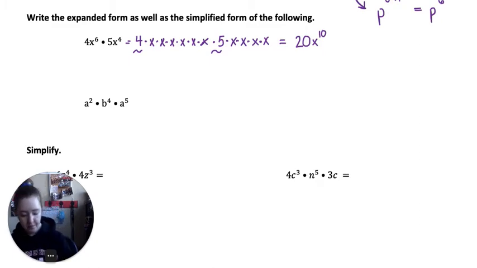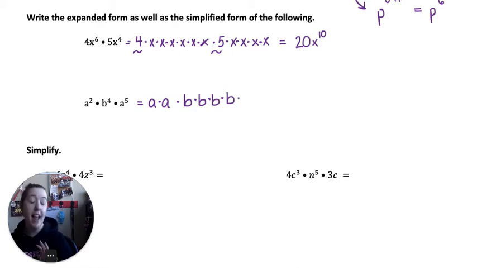On this next one, a squared is a times a. b to the fourth is b times b times b times b. Then we have times a to the fifth, so a times itself 5 times. So a times a times a times a times a.